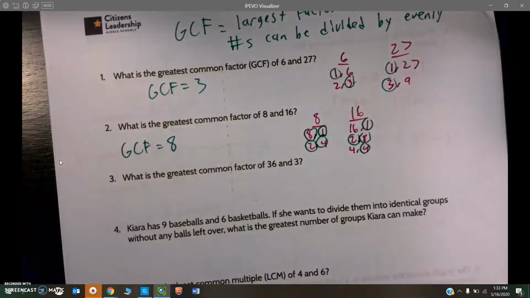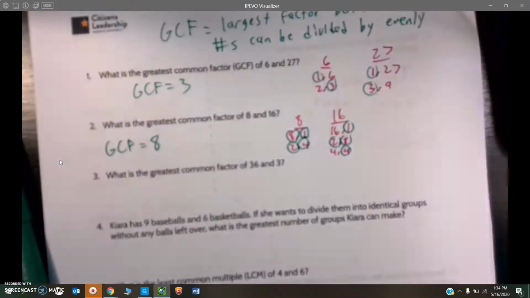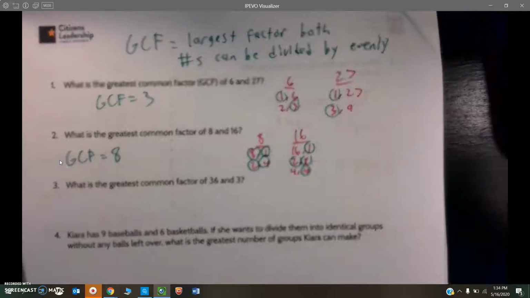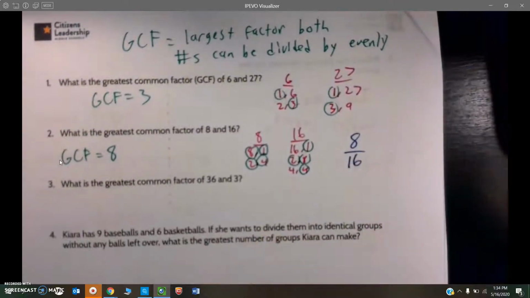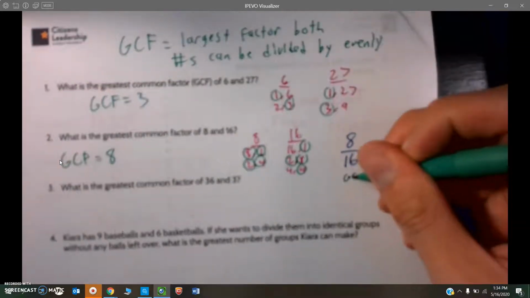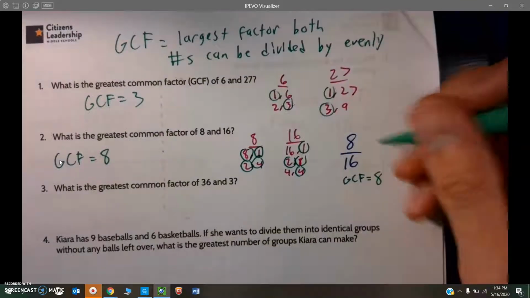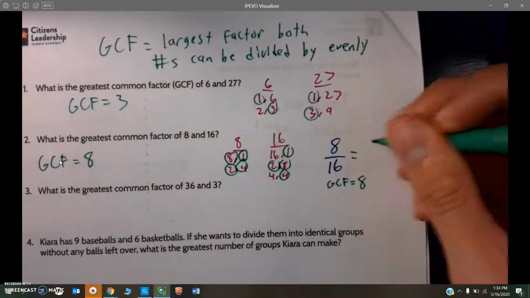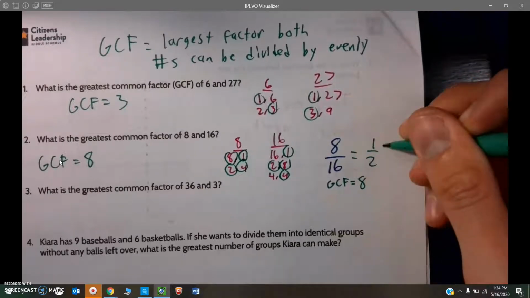So once again, that is the largest number that both sides could be divided by. And once again, we've looked at the GCF a number of times throughout the school year. Oftentimes we would do it when we were simplifying fractions. So let's say you had the fraction 8 over 16, and we wanted to simplify it. Well, we know that the GCF is 8. So then we would divide both sides by 8. And 8 divided by 8 is 1, and 16 divided by 8 is 2.